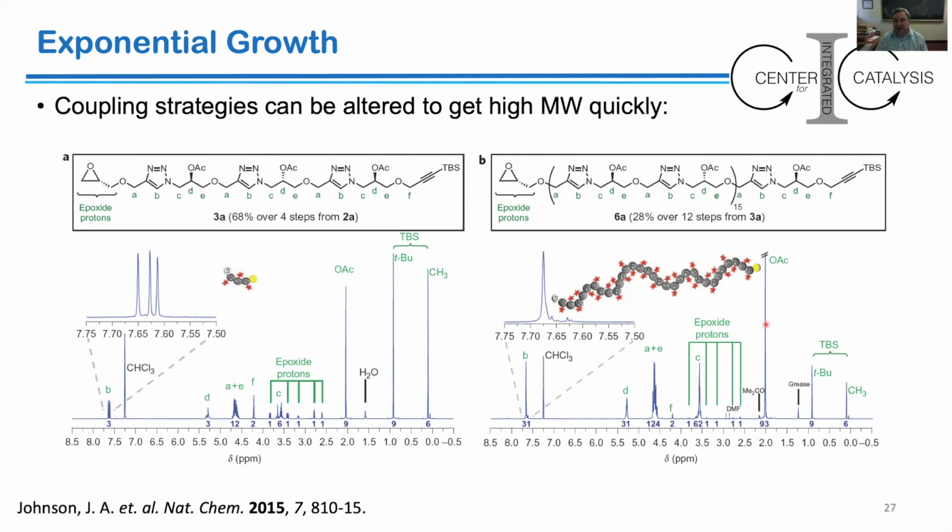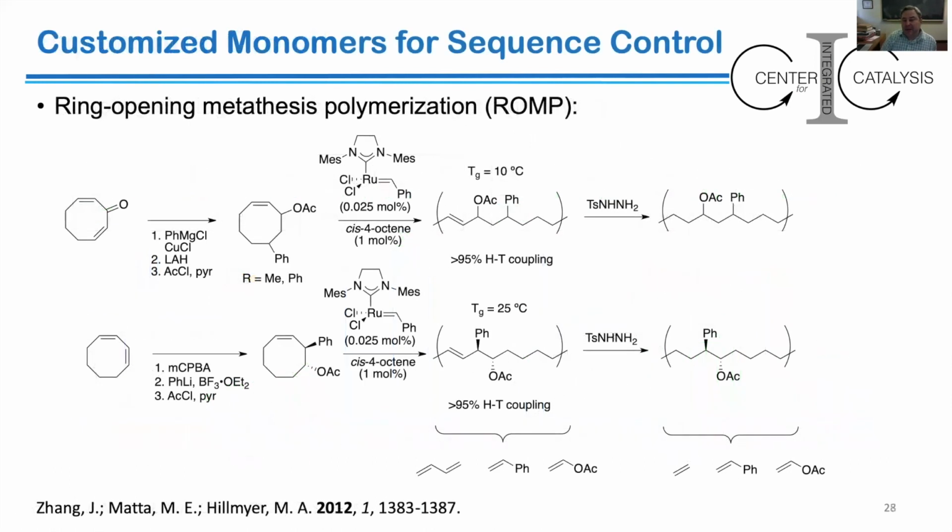And later on in this paper, if you're interested, I direct you to this Nature Chemistry paper. He shows how you can not only do this alternating AB stereo polymer, but also change the identity of the monomer. Okay, another thing that you can do is make a customized monomer.